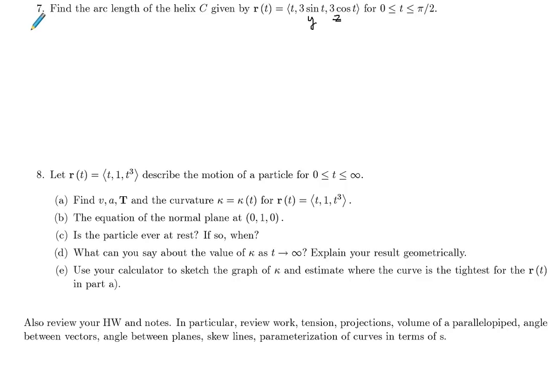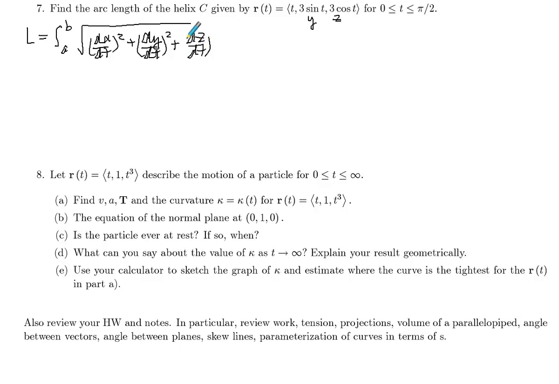But we want here to use our arc length formula, which is the integral from a to b, and then we're square root of the sum of the squares of the derivatives. So it's going to be dx dt squared plus dy dt squared plus dz dt squared. So that's our arc length element. And then with respect to t. So we are integrating from 0 to pi over 2. And we got a square root in here.